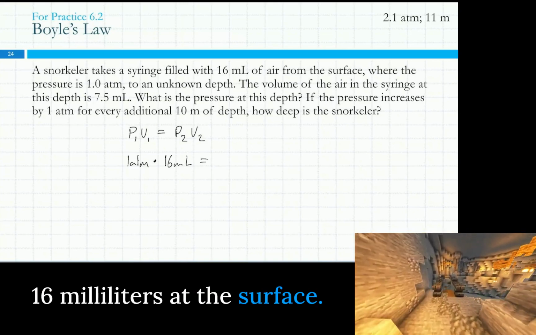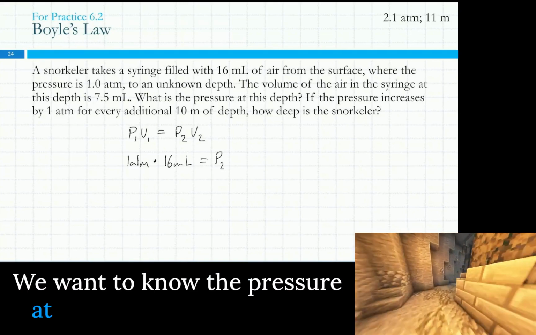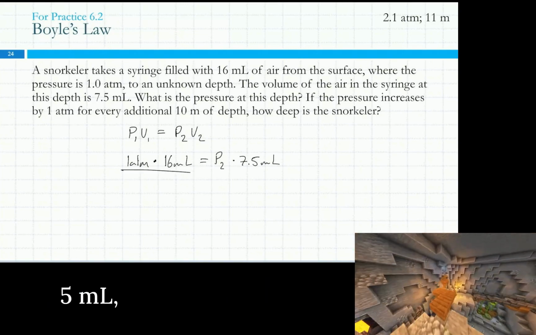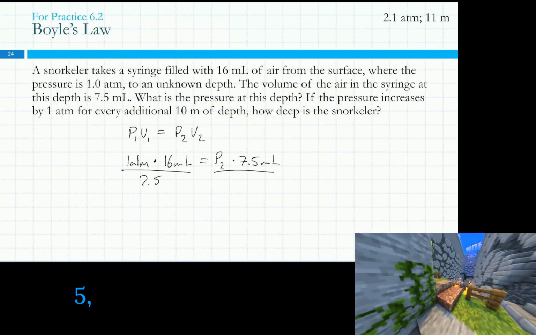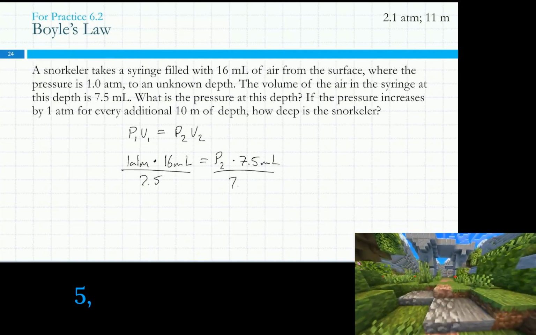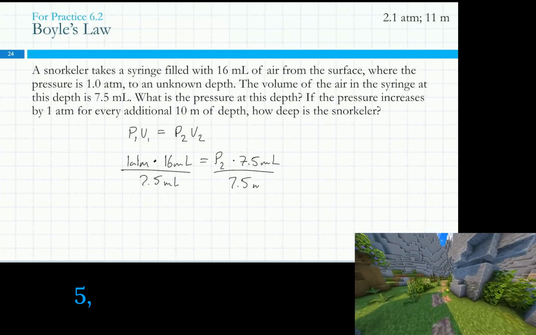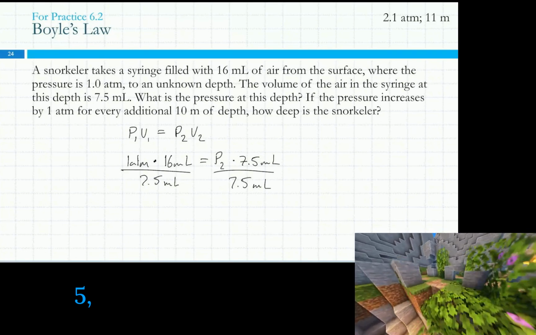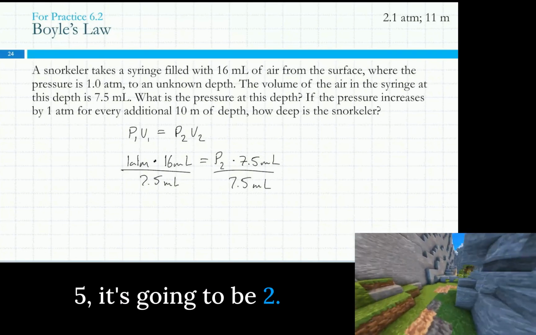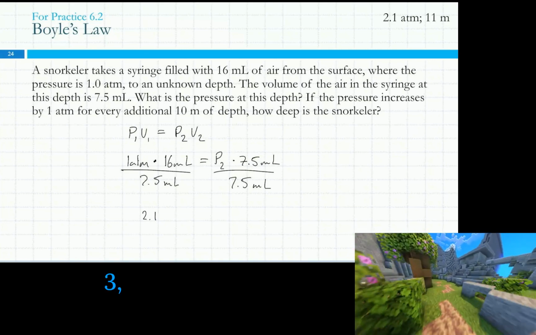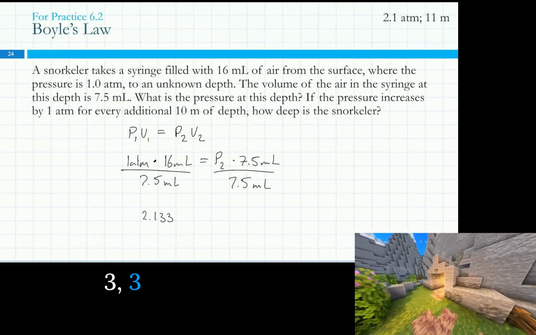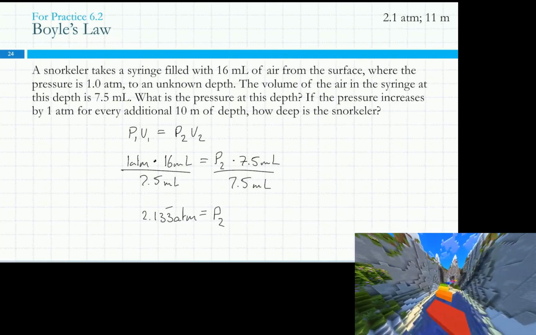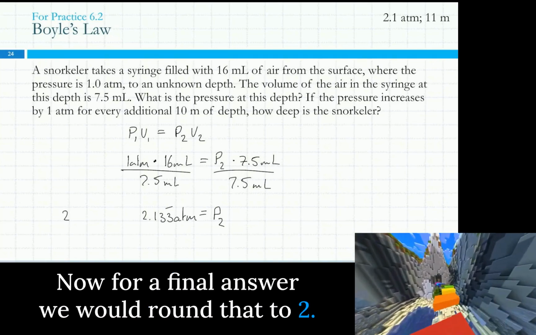16 milliliters at the surface. We want to know the pressure at the bottom, and this is 7.5 milliliters. So dividing by 7.5, it's going to be 2.133 repeating atmospheres equals P2. Now for a final answer, we would round that to 2.1.